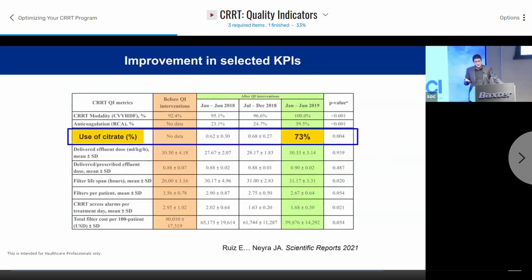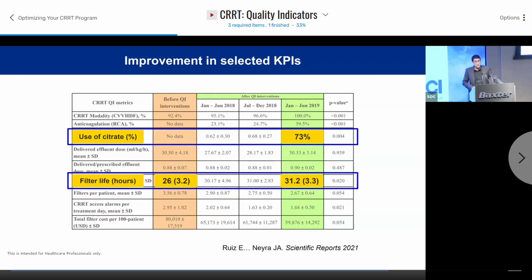And we improved some of the metrics, right? Use of citrate: we don't have pre-data because we didn't have any way to calculate it at that time, but our utilization of citrate went up to 73% after the intervention with the education we provided to the clinicians, mostly, especially the fellows and the attendings.